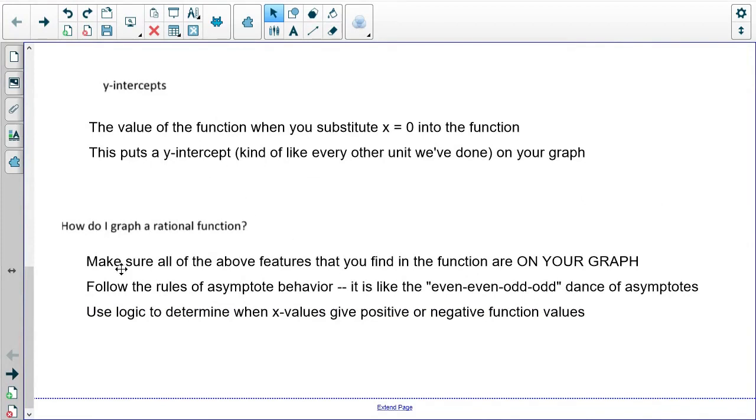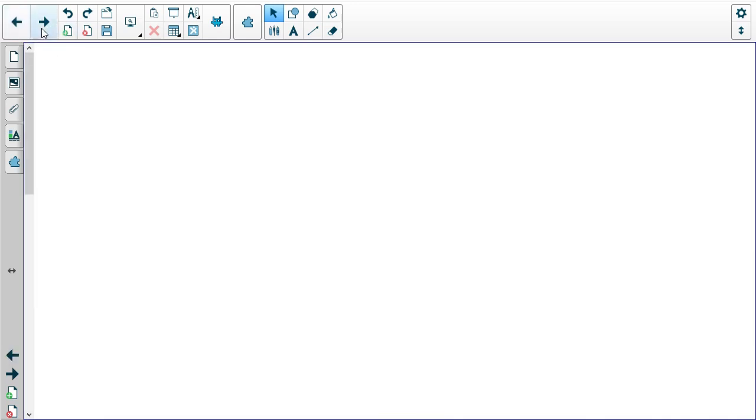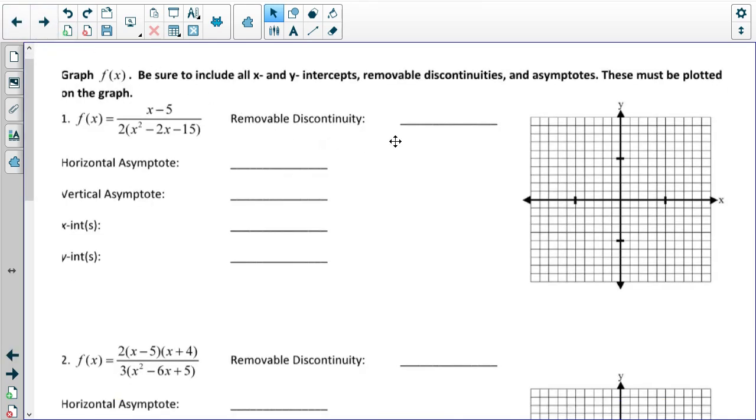How do I graph a rational function? First, you make sure everything that we just talked about in the previous things ends up on your graph. Second, we follow the rules of asymptote behavior, which are kind of like the even, even, odd, odd dance of asymptotes. So we will deal with that as we go forward. And then we use logic and our number sense to determine when x values give positive or negative values of the function. So let's now do 3 problems today. We'll do 3 problems tomorrow, and we'll do 3 problems the day after that.